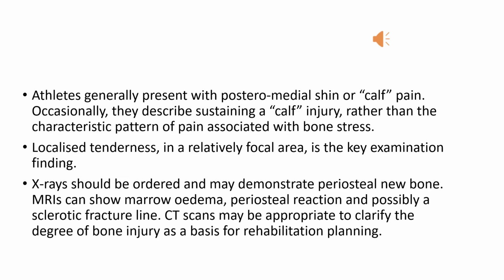Athletes generally present with posteromedial shin or calf pain. Occasionally, they describe sustaining a calf injury, rather than the characteristic pattern of pain associated with bone stress. Localized tenderness, in a relatively focal area, is the key examination finding. X-rays should be ordered and may demonstrate periosteal new bone. MRIs can show marrow edema, periosteal reaction, and possibly a sclerotic fracture line. CT scans may be appropriate to clarify the degree of bone injury as a basis for rehabilitation planning.